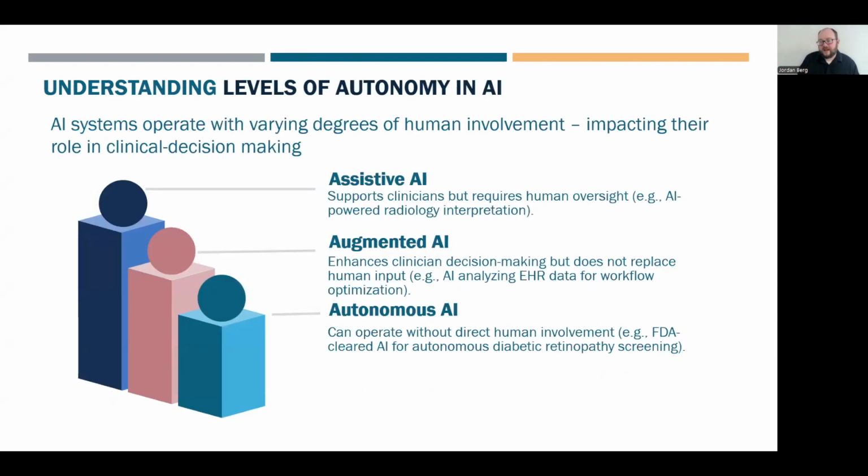Artificial intelligence systems operate with varying degrees of human involvement, which impacts their role in clinical decision making. We call this autonomy. Different levels of autonomy exist, and we'll start with assistive AI. These are designed to support clinicians, but they really require human oversight. An example might be an AI-powered radiology interpreter.